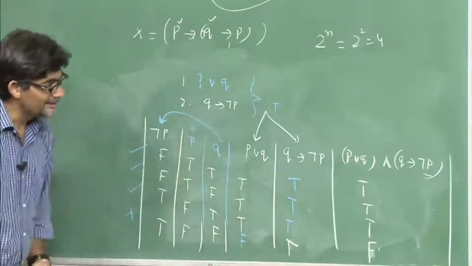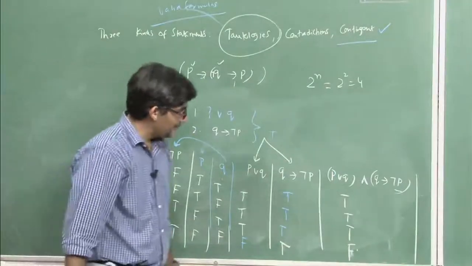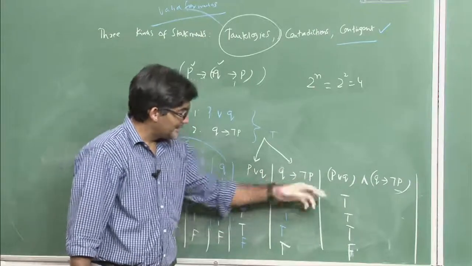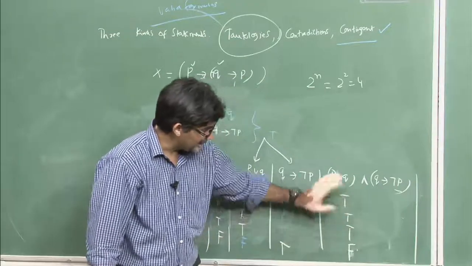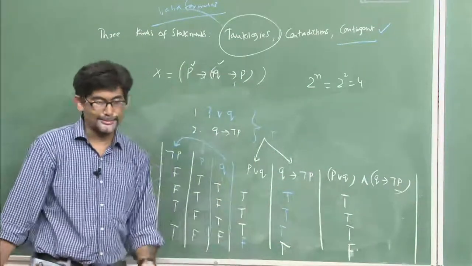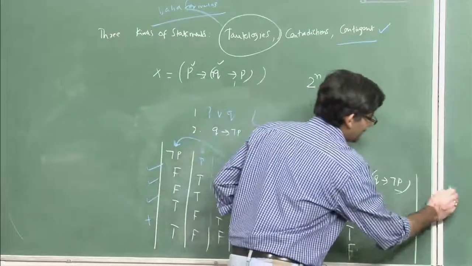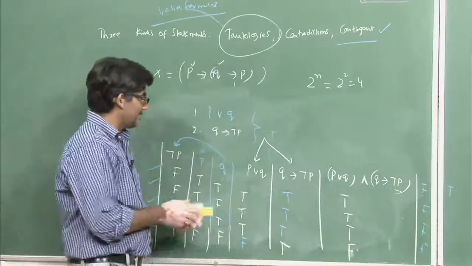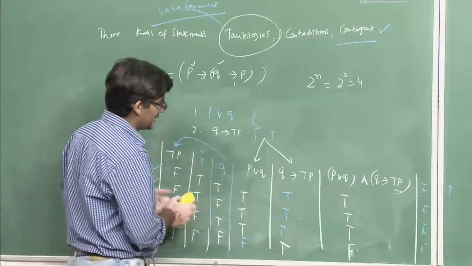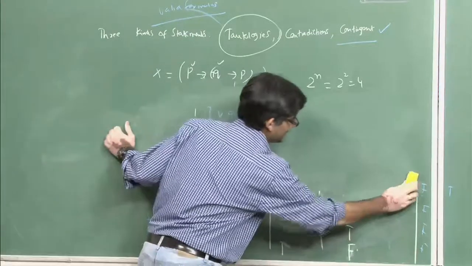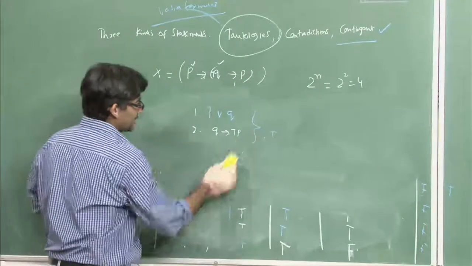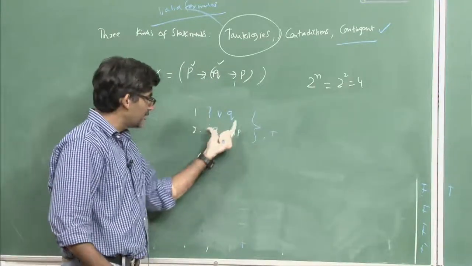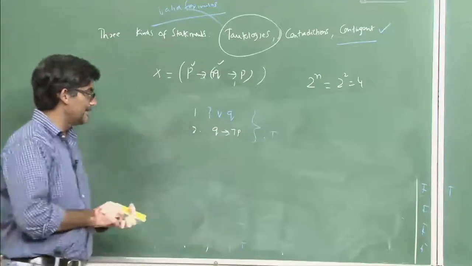We will talk about the formal definition of satisfiability a little later, but as far as the truth table is concerned, when you take two formulas, P or Q and the combined formula, under this major logical connective, if you come across at least one T, then it is considered to be satisfiable. Suppose you come across all F's, then it is considered to be unsatisfiable. Some examples will help us understand it better. So this formula is satisfiable, or you can say P or Q is consistent with Q implies not P.